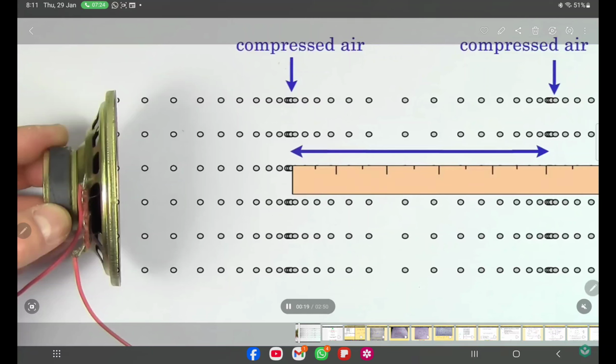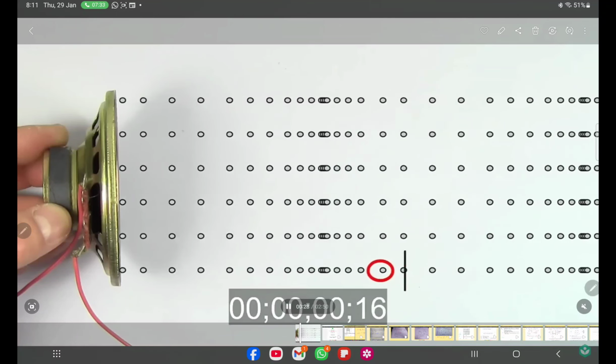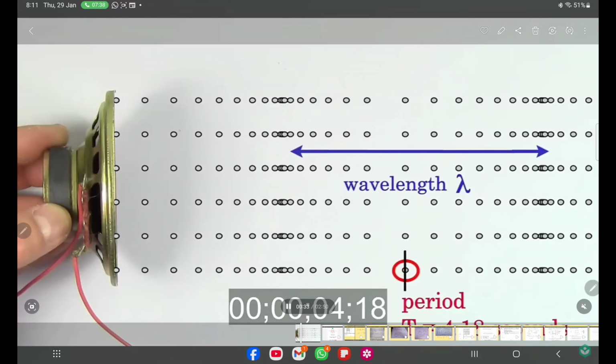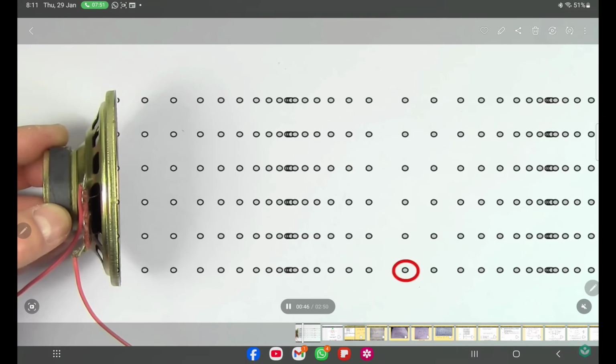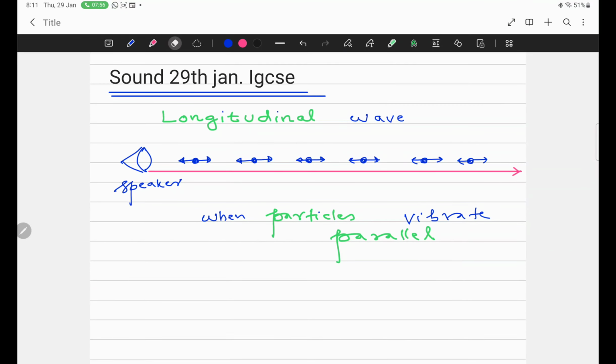Where particles are very close to each other, this point is called compression. Where the particles are compressed, it is called compression. And the region where particles are far apart is called rarefaction. In this diagram, you can see compression to compression. This distance is called wavelength. And you know, wavelength can be measured by a ruler.